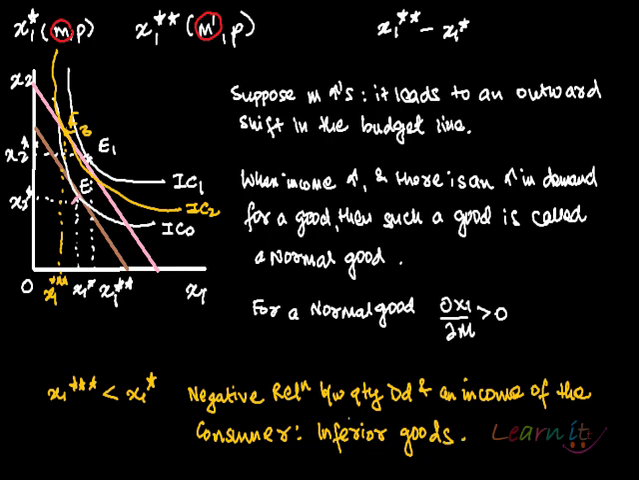So when income of the consumer increases, quantity demanded of an inferior good would fall, because when income increases, the consumer would want to shift to a superior good. Why would he go on consuming an inferior good always? So this is from my side on this topic. Thanks.